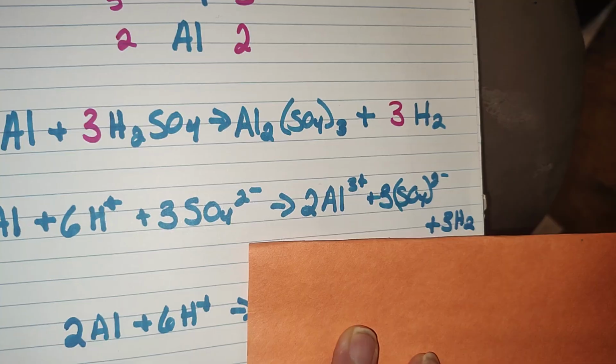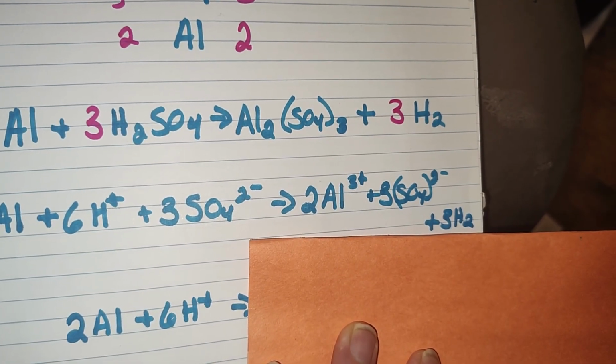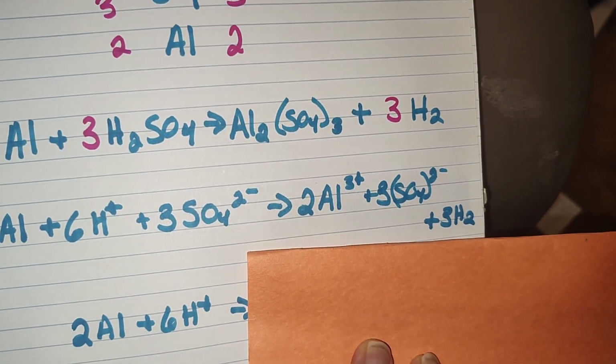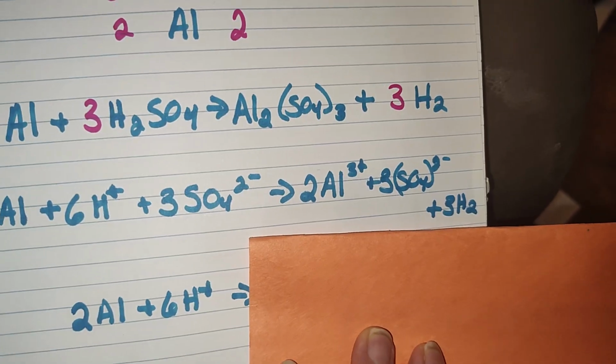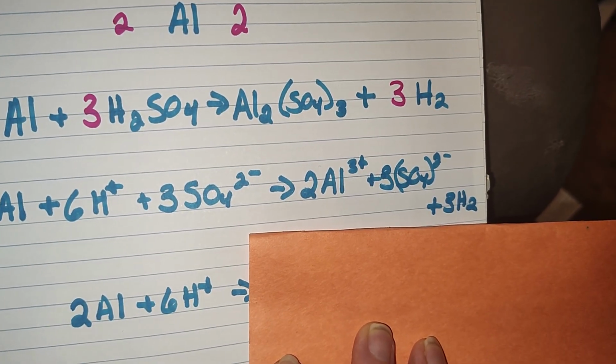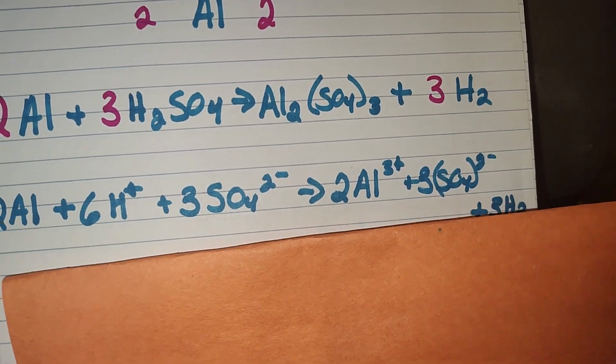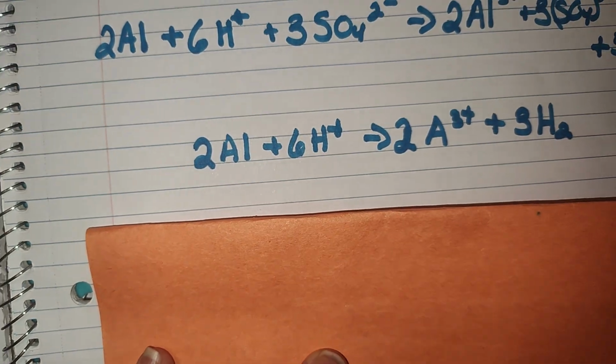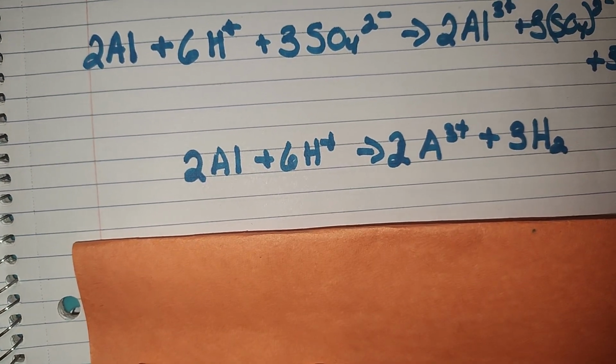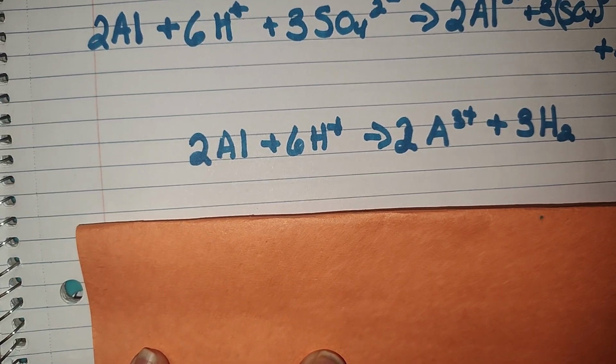And then you've got your hydrogen over here. So the sulfates are going to cancel out for the net ionic equation, and you're just left with what's doing the reaction. And so that's your net equation.